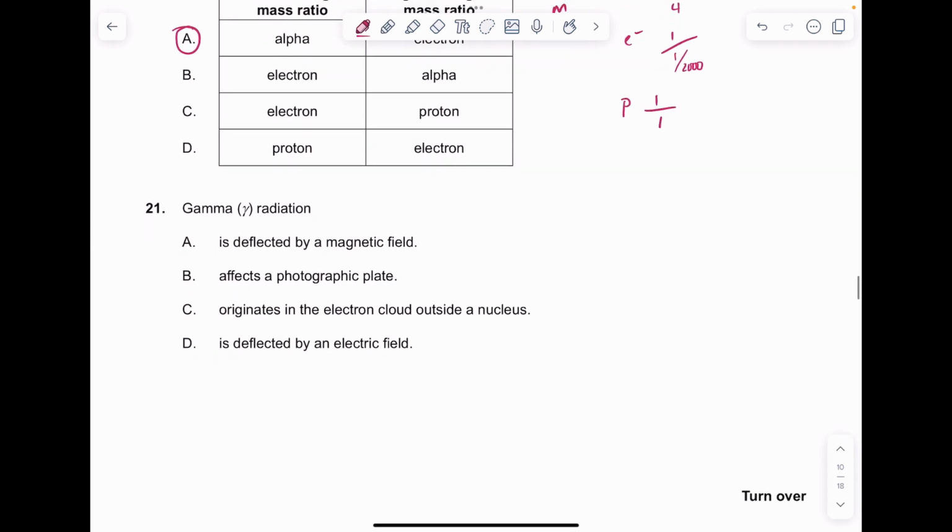Gamma radiation is deflected by a magnetic field. No, it has no charge. We need charge to be able to be deflected by a magnetic field. Affects a photographic plate. Yes, it does, so that's a possibility. Originates in the electron cloud outside a nucleus. No, gamma radiation from nuclear decay originates inside the nucleus. Is deflected by an electric field. Again, no, because it has no charge. So the answer is indeed B.